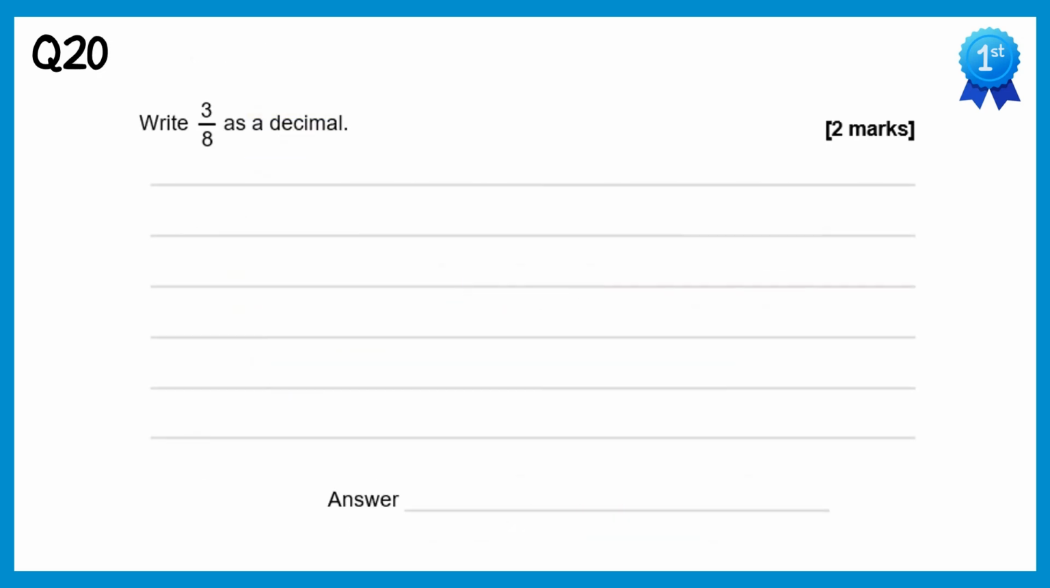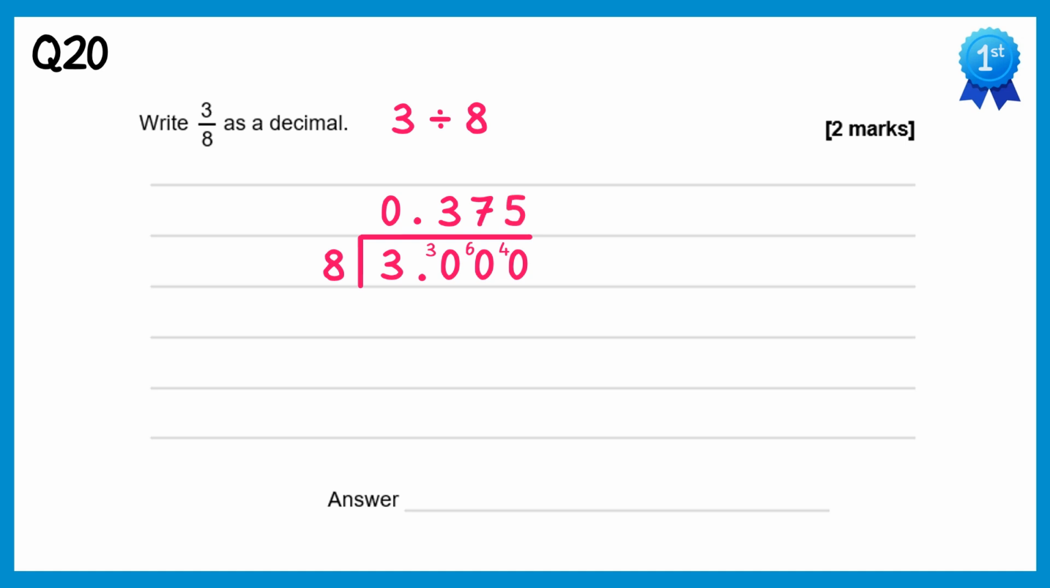In this question we need to write 3/8 as a decimal. It's worth remembering that 3/8 just means 3 divided by 8, so that's what we'll do using a bus stop. We'll put 3 inside the bus stop but add some zeros after the decimal point, and put 8 outside. Then say 8's into 3, which is 0, remainder 3. 8's into 30 is 3, remainder 6. 8's into 60 is 7, remainder 4, and 8's into 40 is 5. So the answer is 0.375.